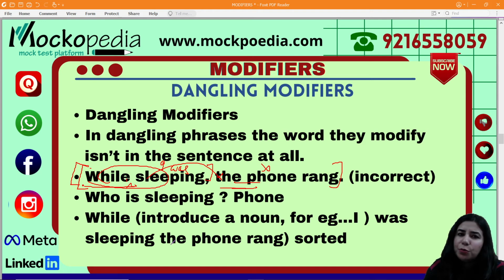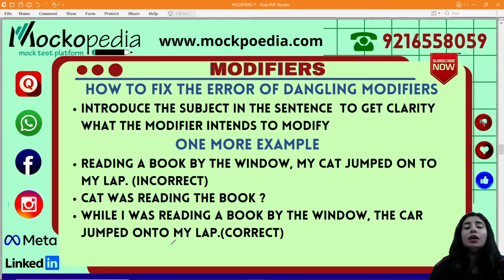Great. So I hope you have absorbed the concept and you're comfortable. Time to further proceed with the discussion. So, like I said, to note more about dangling modifier, ये भी note कर लीजिएगा how to fix the error for dangling modifier. So introduce the subject in the sentence to get clarity what the modifier intends to modify. Like let's take a look at this sentence.